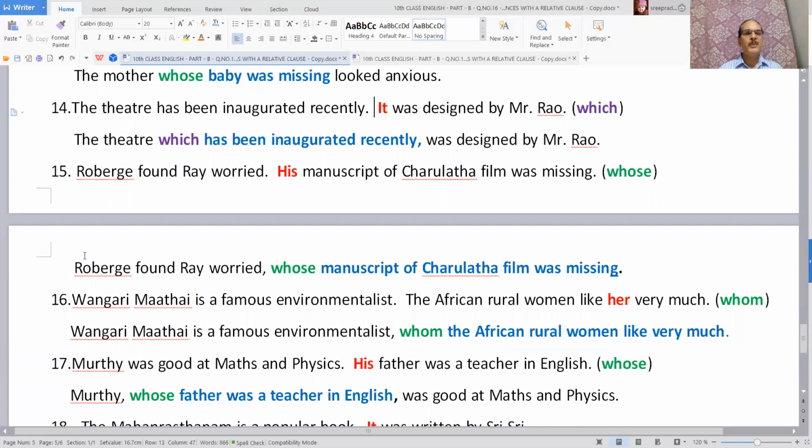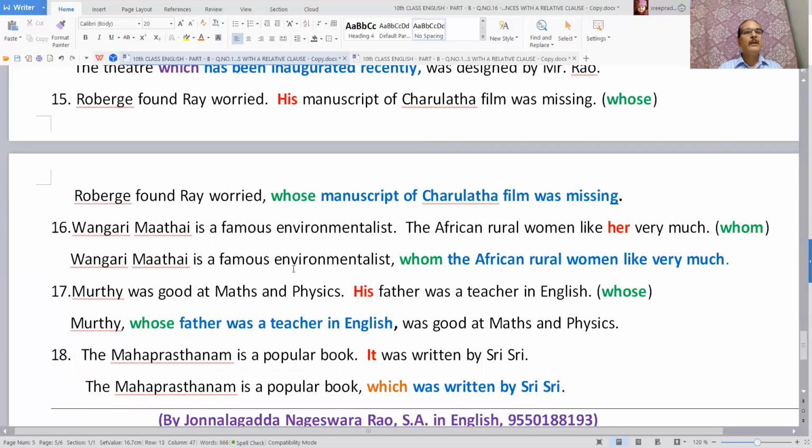So Robert found Ray worried. So this clause is independent of its meaning. That's why just put a comma and add the extra information. And in place of his, you write whose manuscript of Charulata film was missing. So this is the way we have to change, because Robert is the subject in the first sentence. His manuscript is the subject in the second sentence. So his manuscript is different from the subject in the first sentence, Robert. So when the two subjects are different, we can just add a comma soon after the first sentence, and we can add the non-defining relative clause here.